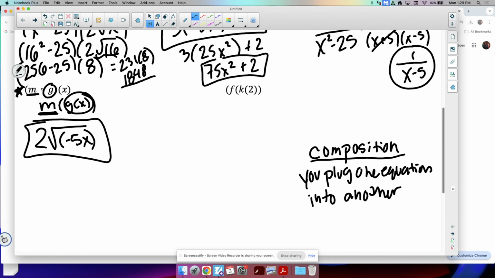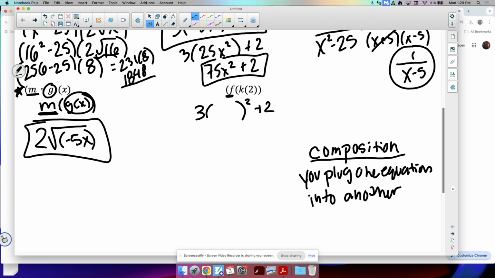Composition. We know it's a composition because the f and the k are separated by a parenthesis. What is the first equation we're given? The f. So this is where we start. So f's equation is 3x squared plus 2. That 3x squared literally means 3, and instead of an x, what are we going to put? Parentheses squared plus 2. So whichever one is given to you first, that's what you write first.